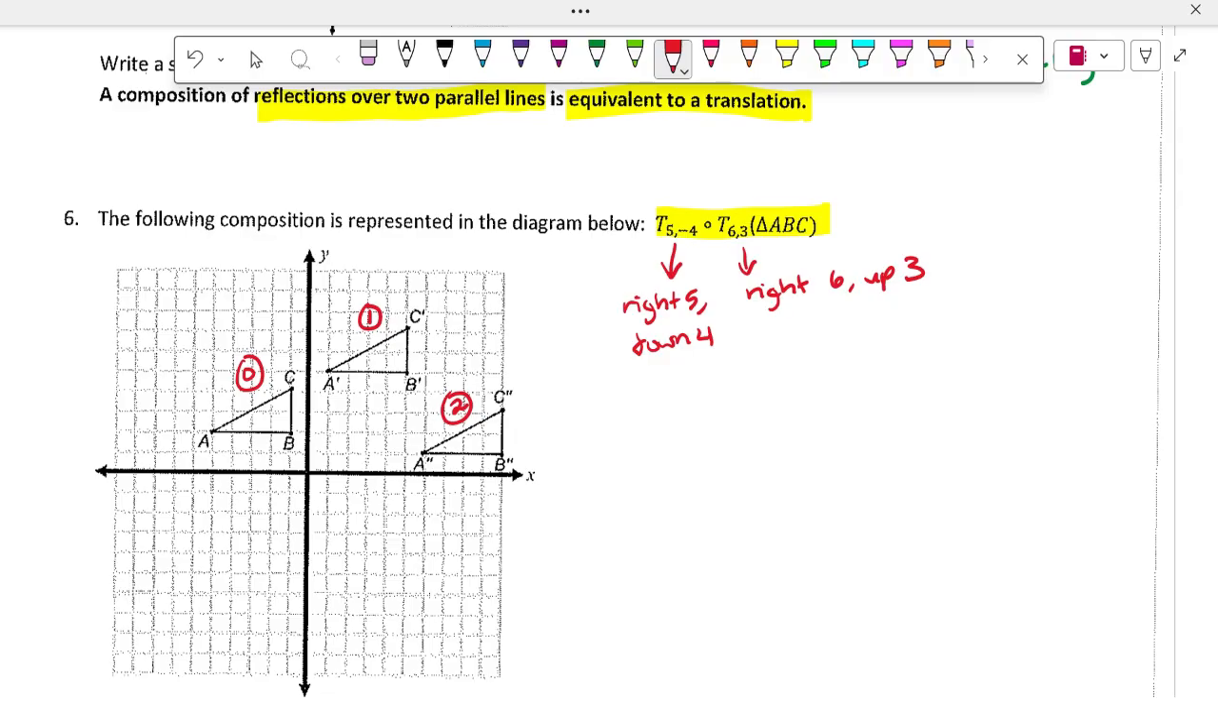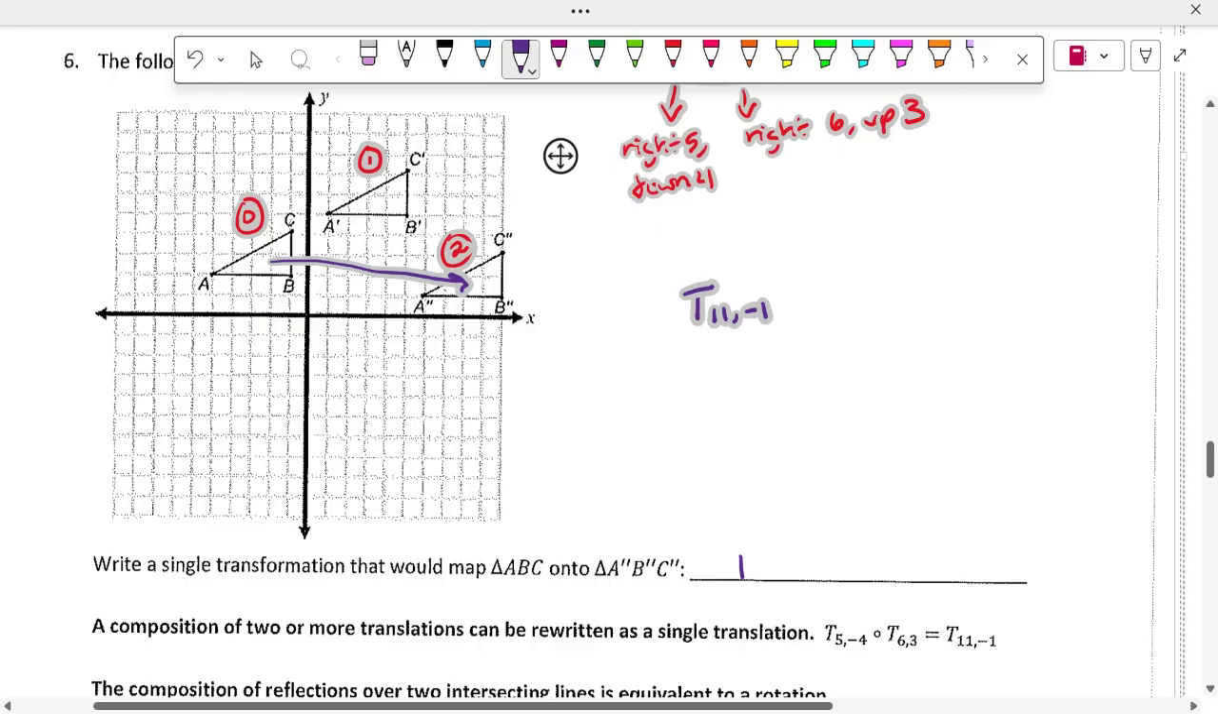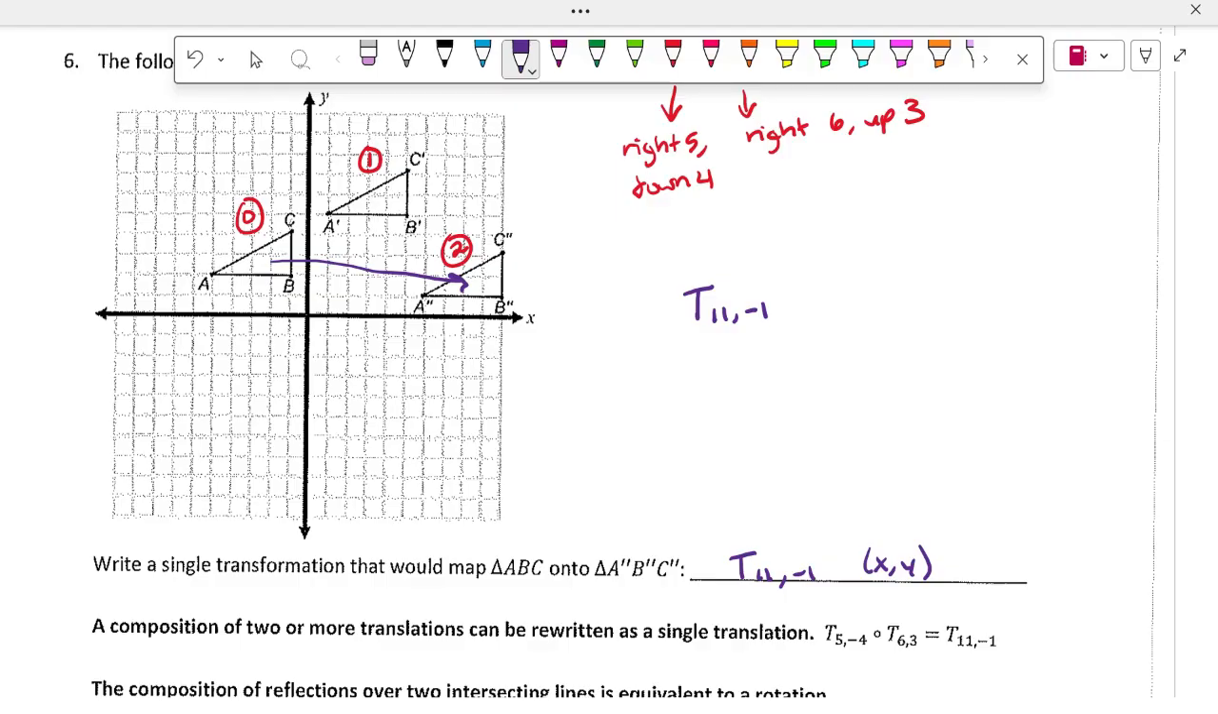Now, here's my question. Is there a way I can get from 0 to 2 in one move? How? Right, you go T 11, so 1, 2, 3, yeah, 11, and then -1, because you go to the right 11 and then down 1. So that's how you would do it in one transformation. So T 11, -1. Arrow notation, how would you write it? x plus 11, y minus 1. Good.